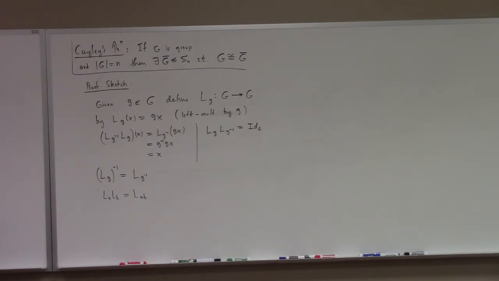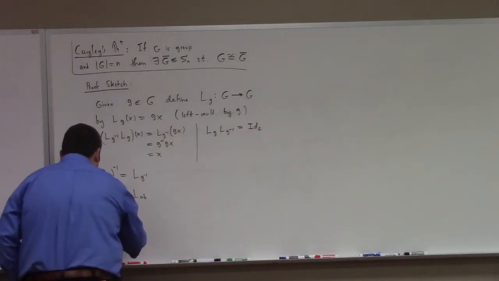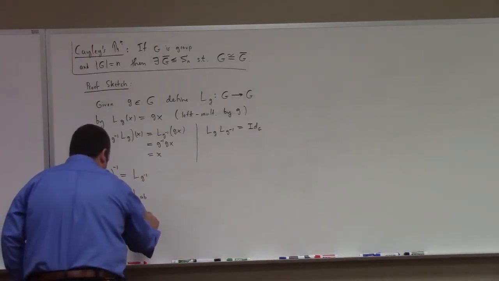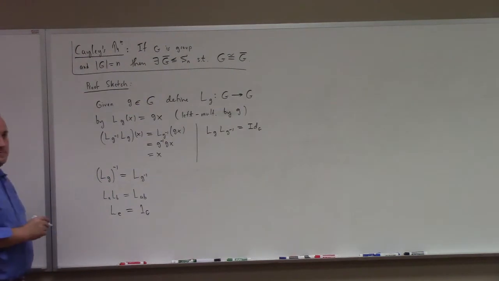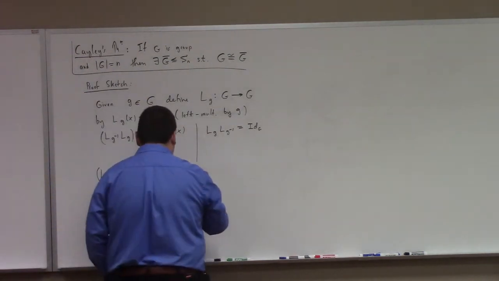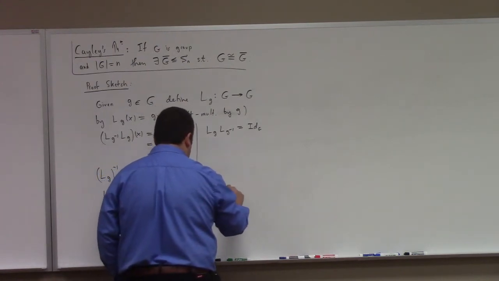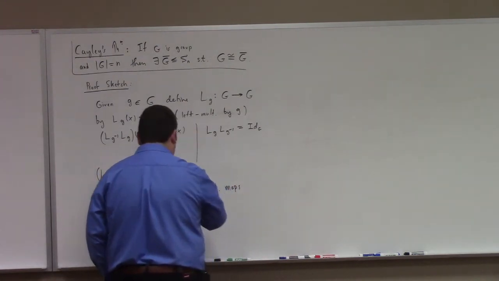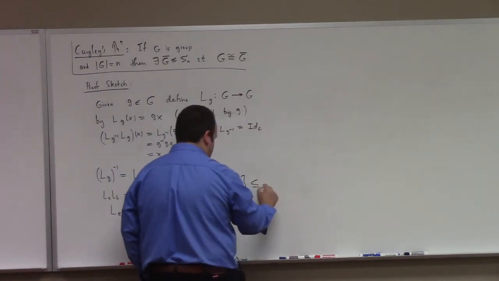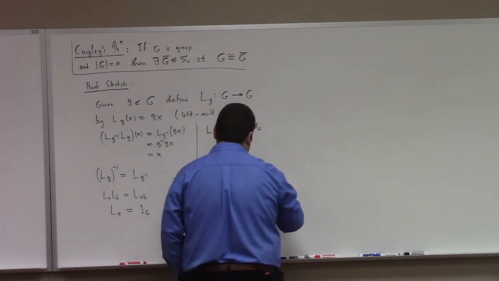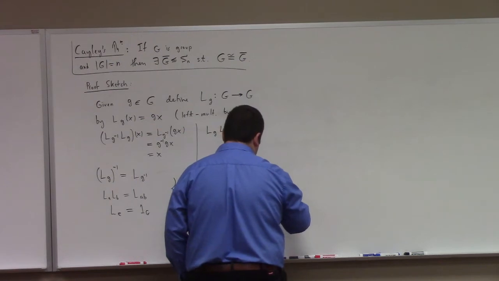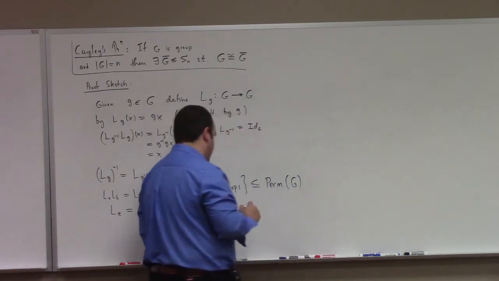And, of course, left multiplication by the identity is what? That's just the identity on G. So my point is that the left multiplication maps, if you look at the set of all these guys, that's a subgroup of the permutations on G.